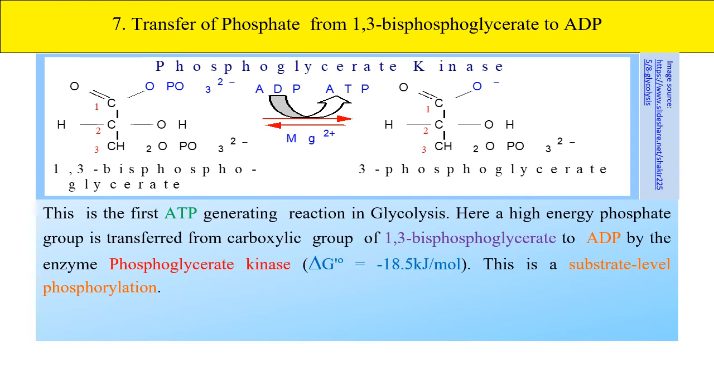18.5 kJ per mole. Energy released on oxidation of an aldehyde to a carboxylate group is conserved by the coupled formation of ATP from ADP and inorganic phosphate. The formation of ATP by phosphoryl group transfer from a substrate, here the substrate is 1,3-bisphosphoglycerate, is referred to as substrate level phosphorylation.